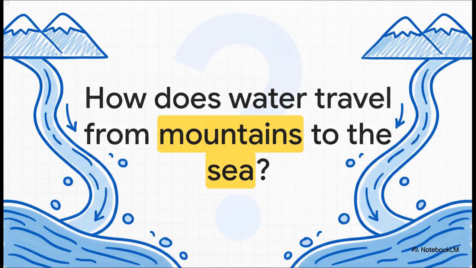How exactly does water travel from the very top of a mountain down to the ocean? Well, gravity pulls everything down, right? And water is no different. Let's follow the water's path and see how it literally shapes our Earth.